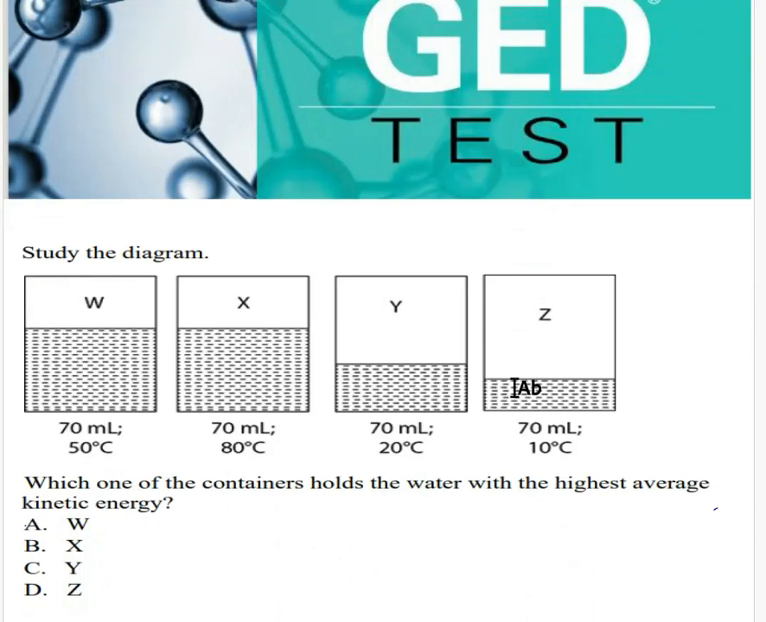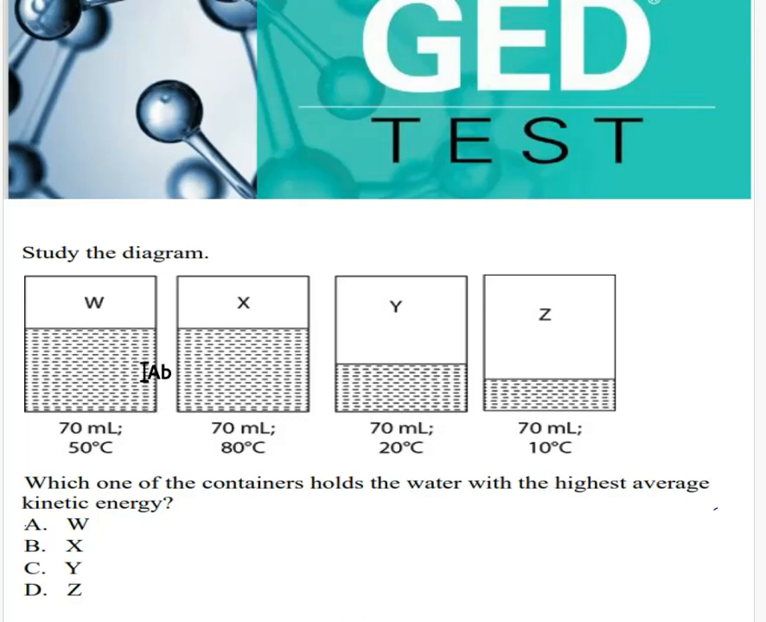Let's have this one. Study the diagram. The containers hold the same volume, which is 70 ml, and different temperatures. The question asked here is which of the containers holds the water with the highest average kinetic energy? In energetics, as we all know, a higher temperature has a higher average kinetic energy because the molecules move faster in a container with a higher temperature.